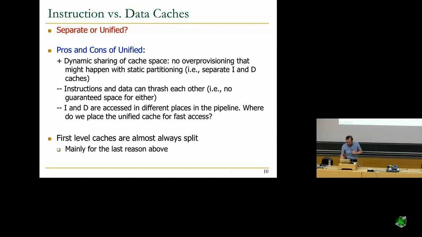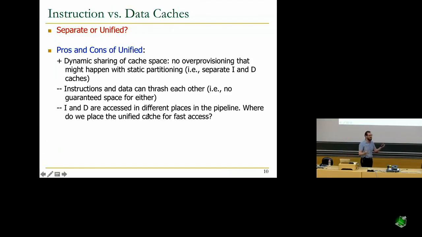Okay, so basically if you had a unified cache, where do you put the cache? Is it close to the fetch stage? Is it close to the memory access stage? You could put it in the middle, but now you need to do the wiring such that both stages are connected. Now your wiring becomes also simpler if you actually separate the caches and put them in different stages.